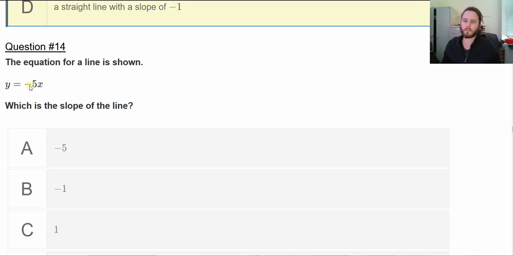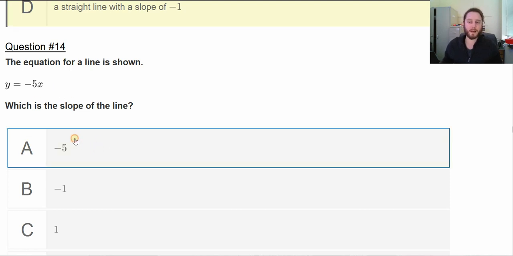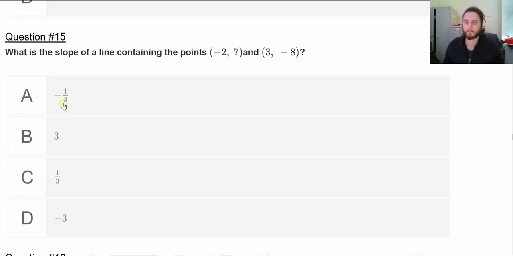Number 14, what is the slope of this line? So pause it, take a second. All right, it really should have been easy. You didn't really need to pause it, perhaps. This one is just going to be -5. It's the number that is attached to the variable when it is in y equals mx plus b form, the slope-intercept form. Number 15, what is the slope of a line containing the points -2, 7, and 3, -8?